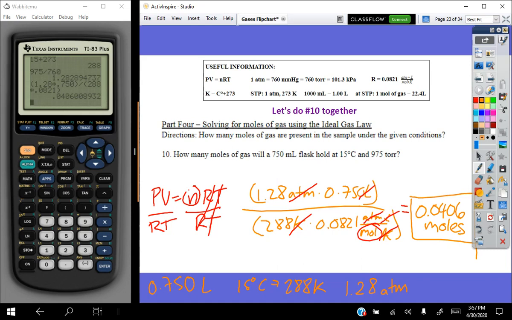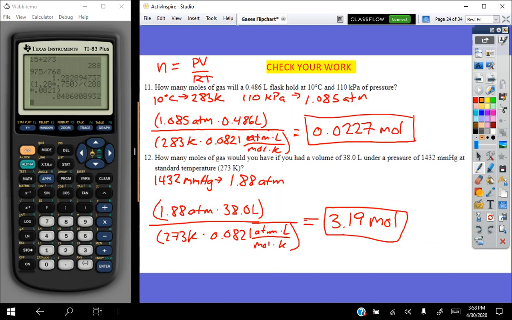Go ahead and try 11 and 12 on your own. Pause the video now. All right, welcome back. Check your answers real quick. You did have to convert kPa to atmospheres for number 11 and also get that Kelvin temperature. Number 12, millimeters of mercury, had to go to atmospheres. And then we can get our answers.